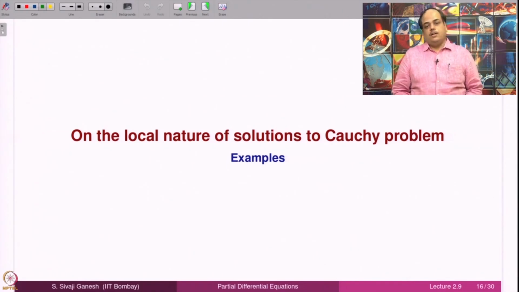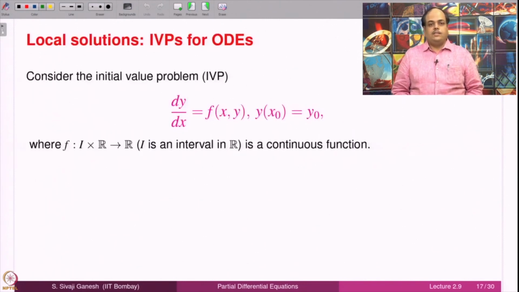So, now let us look at some examples which illustrate the local nature of solutions to the Cauchy problem. Before that, let us revise the notion of local solution. In initial value problems for ODEs, this is the equation we consider: dy by dx equal to f(x, y) and y(x naught) equal to y naught. This is the initial condition. So, both the equation and initial condition together is called an initial value problem, called IVP in short. Of course, we need to assume something on f. Let us assume that f is a continuous function.